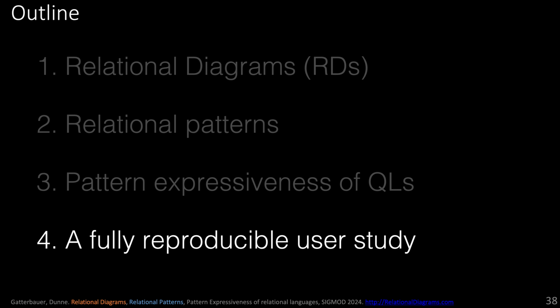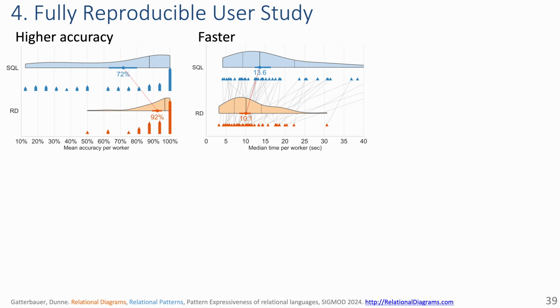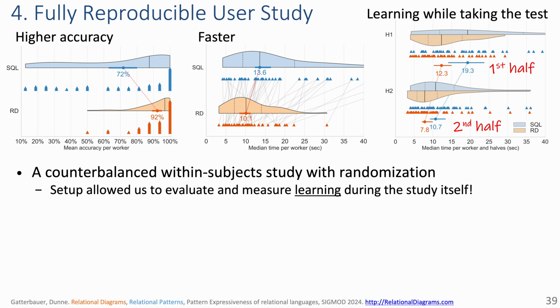Let's have a quick look at our exciting user study. Our study shows that participants are more accurate and faster in understanding queries by using relational diagrams instead of SQL, and the participants are still getting faster while they participate in the study. For that to show, we use a counterbalanced within-subject study that I'm very excited about and that we had thought about quite a bit.